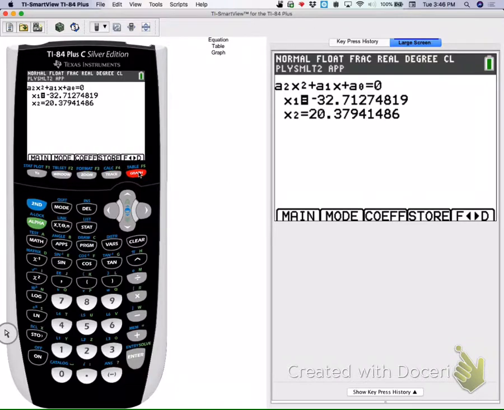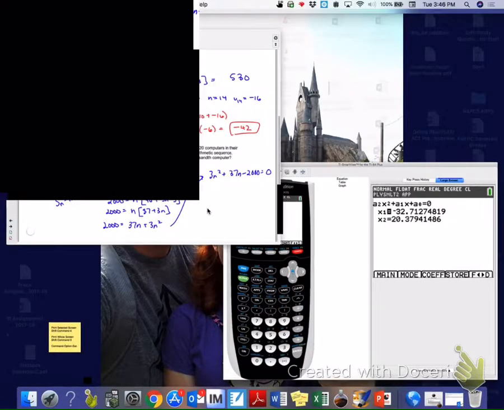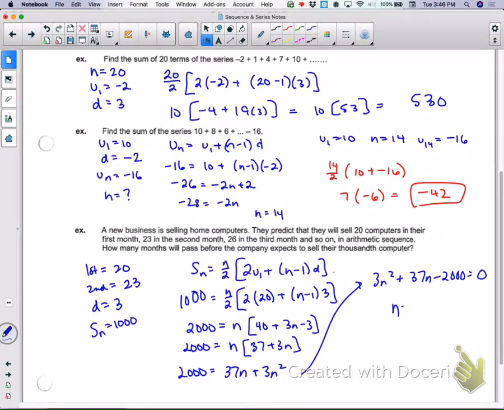So we're talking about the number of months. A negative amount of months makes no sense, so we can disregard that answer. So we've got 20.4. Okay, so n would be 20.4. Now, in the 20th month, they have not sold 1,000, so it would be 24 months. Alrighty.